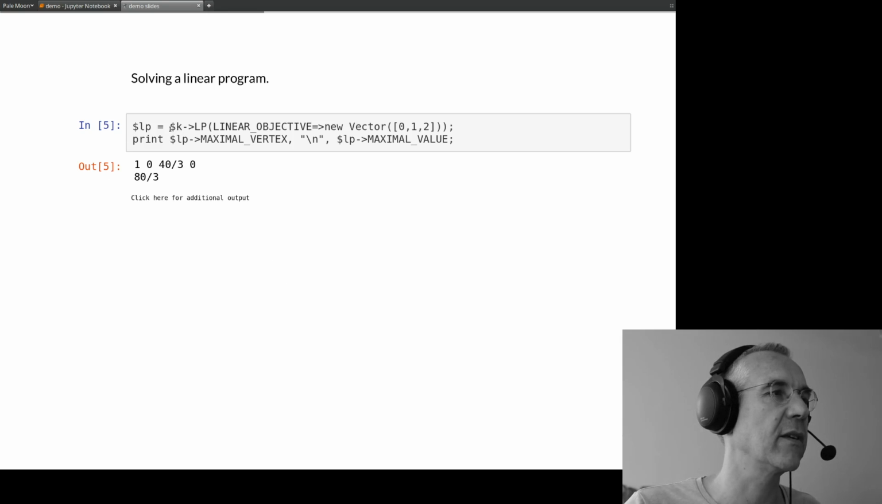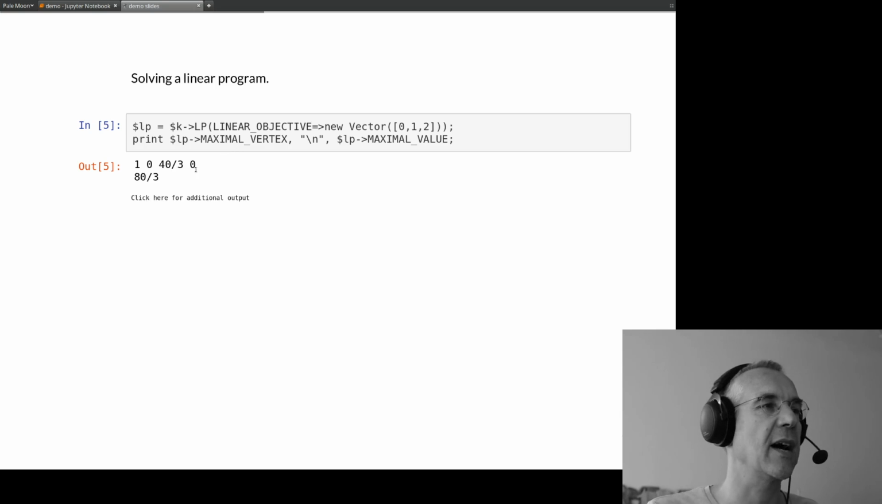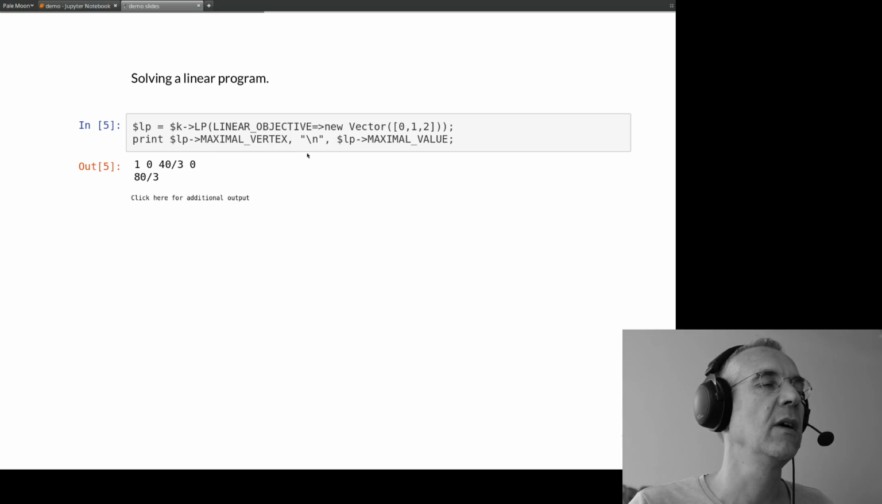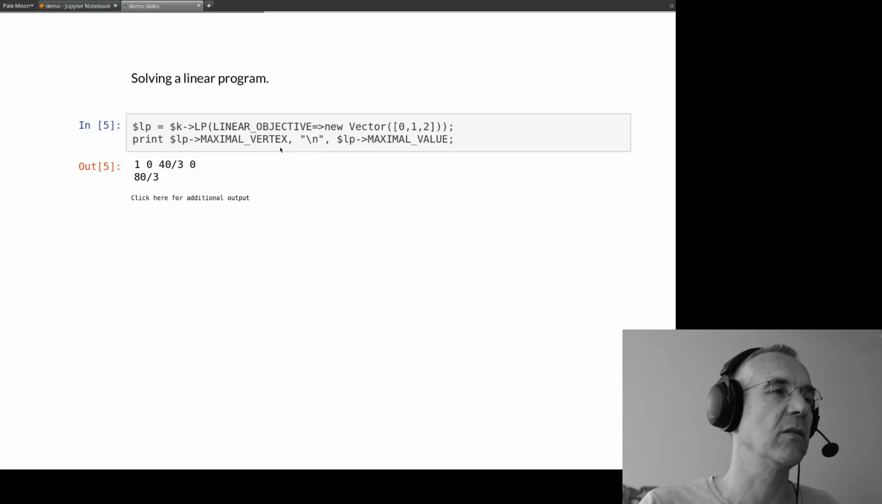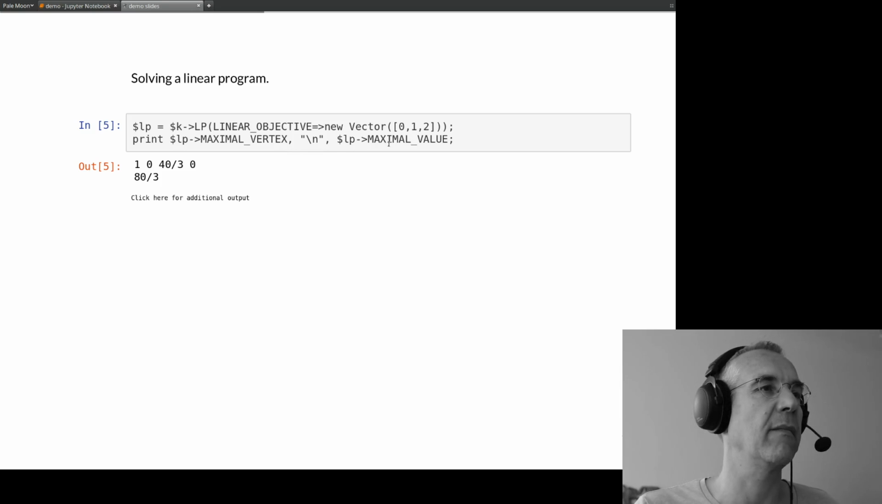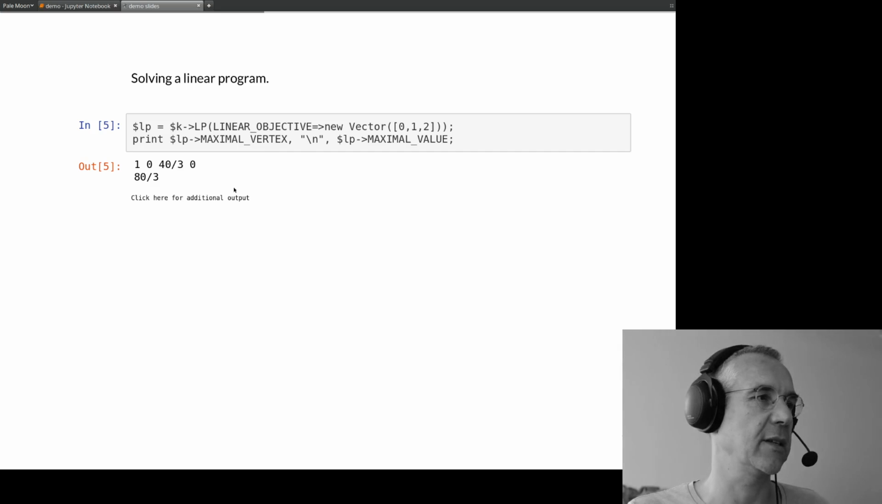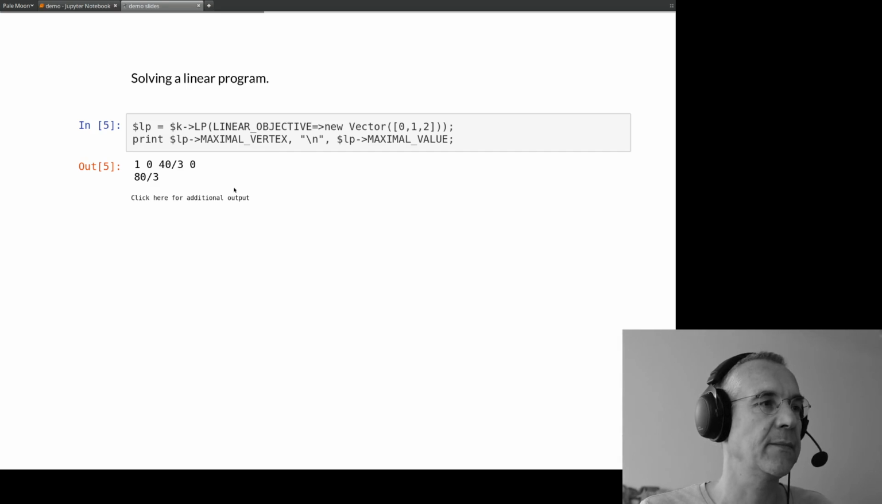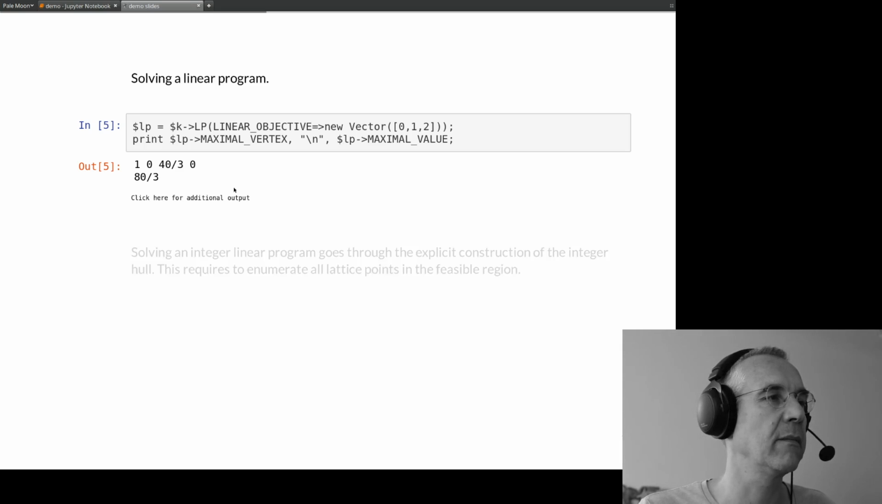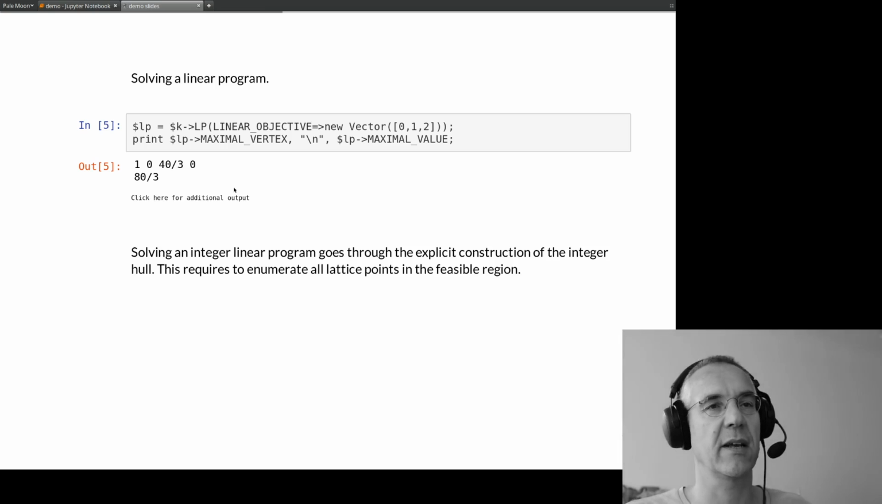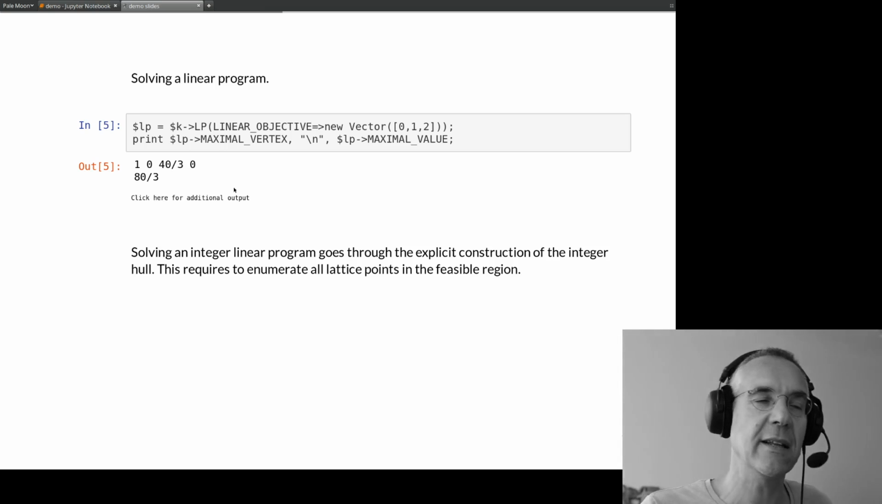And so here you have this fractional knapsack polytope, and here you define a linear program by giving it a linear objective function. And this is the linear program, and afterwards you can, for instance, ask for the maximal vertex, so an optimal solution, and the maximal value, and everything is computed in exact rational coordinates. All right. So what else? Well, these knapsack polytopes are interesting, of course, because they come with interesting integer linear programs.